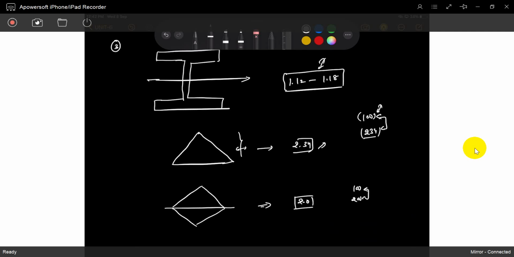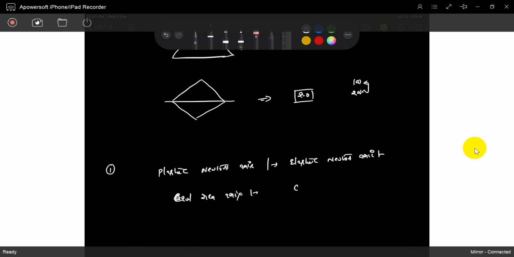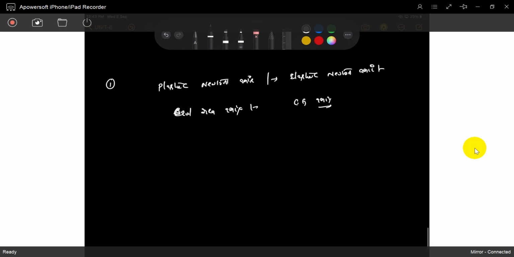Now I will explain one thing, as you may have a doubt. What is the plastic neutral axis and the elastic neutral axis? The elastic neutral axis is the CG axis. The plastic neutral axis is the equal area axis. Sir, how are they different? I will show you for a small section.